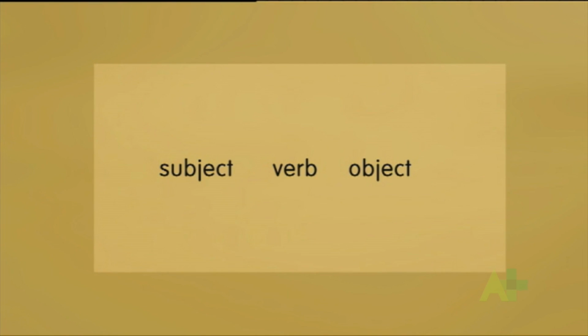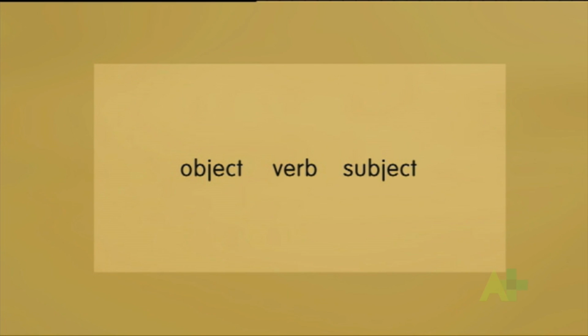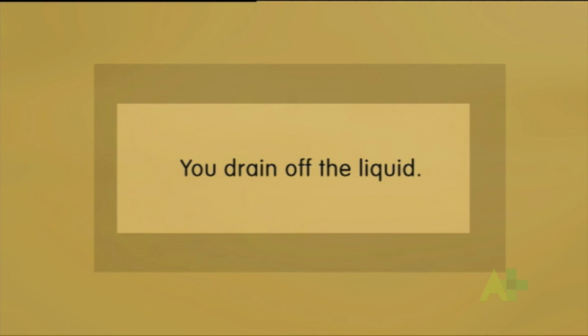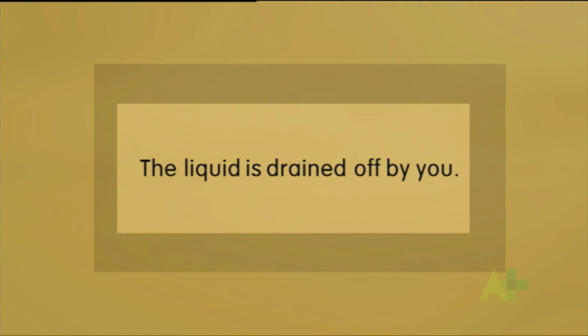To form the passive, we also need to change the sentence around. Most English sentences use the active form. That's subject, verb, object. But in the passive, sentences begin with the object of the verb. Object, verb, subject. In this sentence, we know that drain off is the verb, you is the subject, and the liquid is the object. So, to form a passive sentence, we'll need to turn the sentence around into object, verb, subject. Notice that we add the word by.